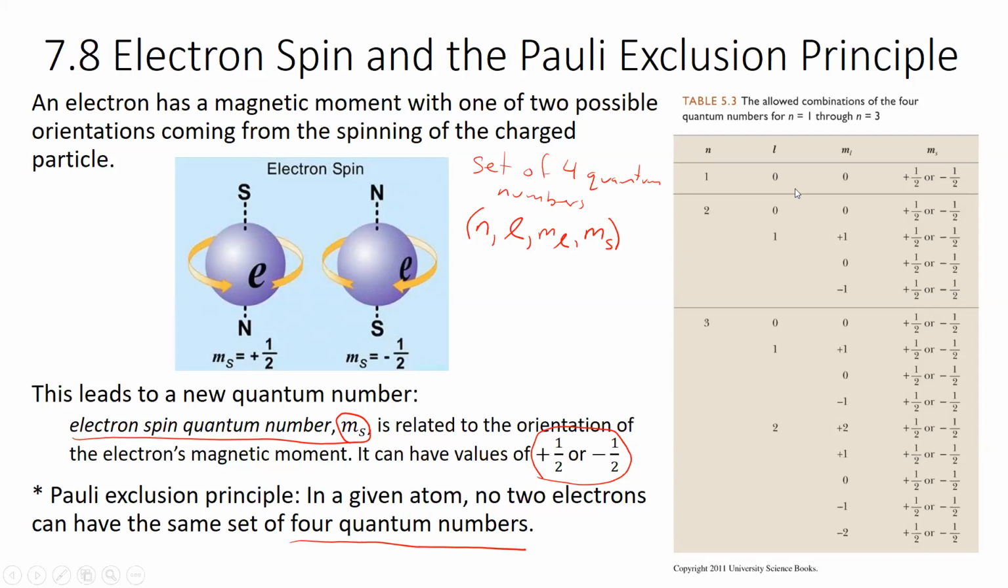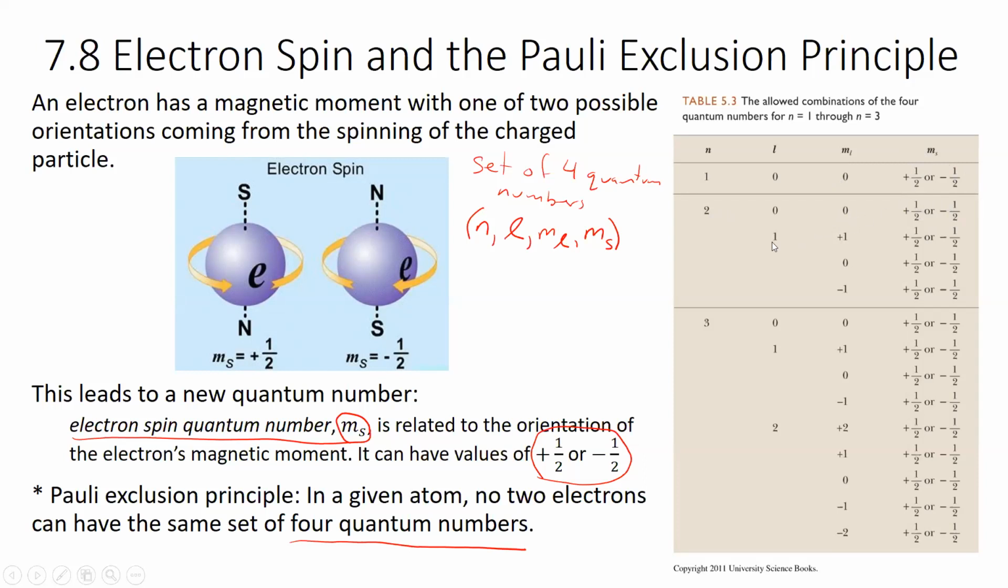So if we look at the table on the right, in the 1s orbital, n is equal to 1, l is equal to 0, m sub l equals 0. And you can have two possible values for m sub s, which tells you that there are 2 electrons that can sit in that orbital. For the second energy level, you have l of 0, which is your s orbital. Your m sub l will equal 0, and you have 2 values for m sub s, which means you have 2 possible electrons that can fit into the 2s orbital.